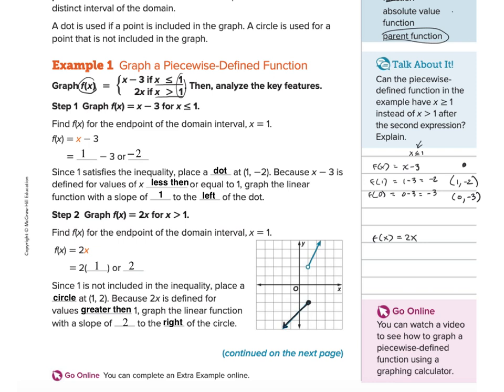Then for the other piece, starting at 1, since this equation is for greater than 1, it's going to be an open circle. So when x is 1, f(1) is 2 times 1, which is 2. I'm going to have (1, 2) with an open circle right here. And then for greater than that, I can just say f(2) is equal to 2 times 2, which is 4, so I should have (2, 4). And then I'm just going to connect them. And that is my piecewise function.